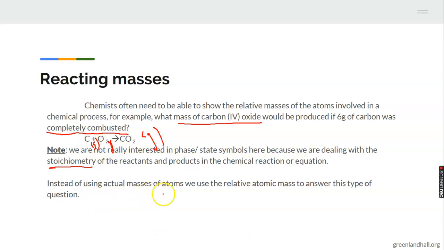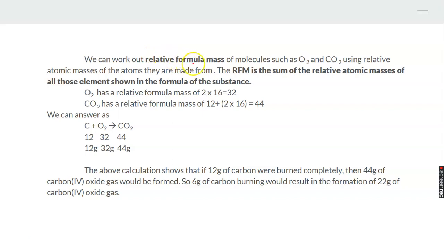So instead of using the actual mass of atom, we use the relative atomic mass to answer this type of question. The actual mass is something given to you here. But instead of using it, we use relative atomic mass. And how can you calculate that? We can work out relative formula mass of molecules such as oxygen and carbon dioxide using what? Relative atomic mass of the atoms they are made from.